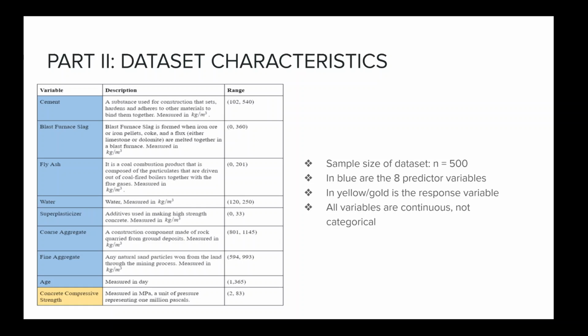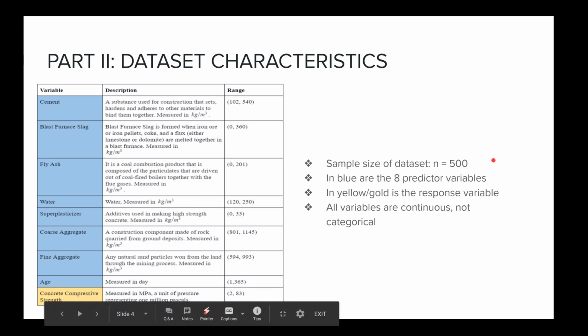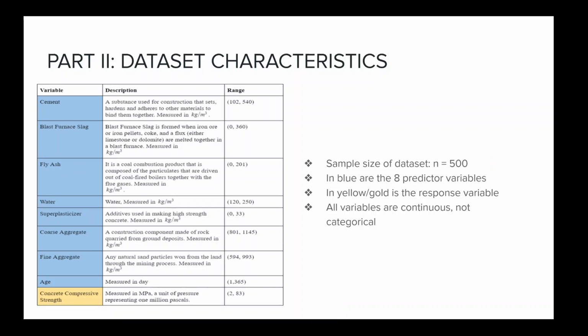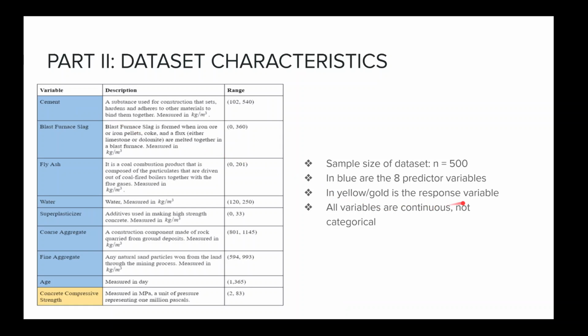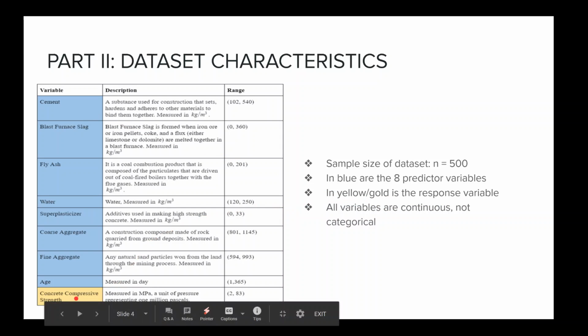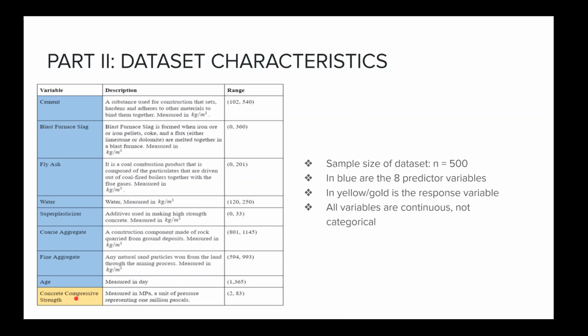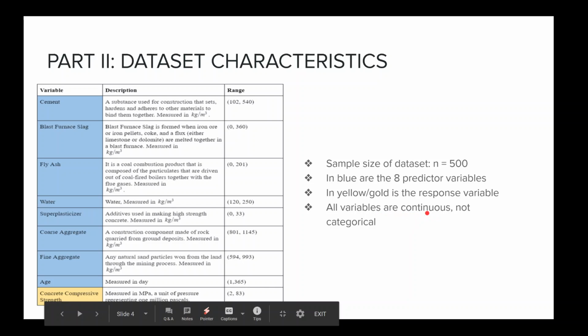Now, let us go over the second part of the project, which is the dataset's characteristics. So we have a sample size of n equals 500. We've got 8 predictor variables, namely cement, blast furnace slag, fly ash, water, superplasticizer, coarse aggregate, fine aggregate, and age. These are all shaded in blue. We have one response variable, which is in yellow or gold, which is the concrete compressive strength. It is extremely important to note, however, that all the variables are continuous, not categorical.